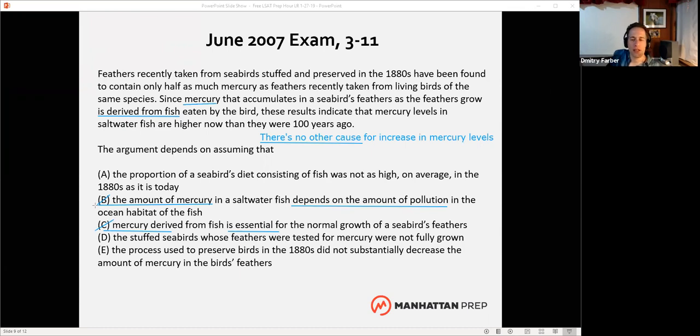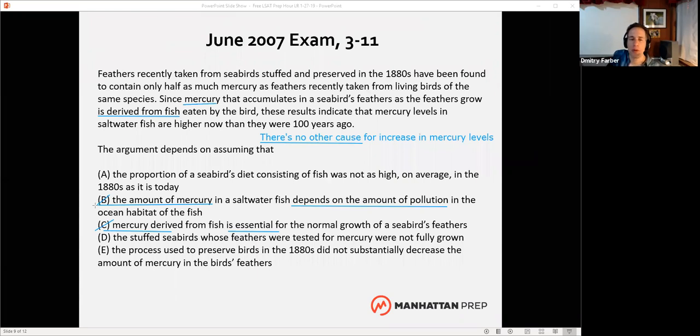But if the mercury is essential for the growth of the seabird's feathers, it still doesn't help me understand why there's more mercury now than before. Is it because the fish are higher in mercury, or is it because of something else, right? And same thing with B. The amount of mercury in fish depends on the amount of pollution, but hold on, is there more pollution now? Does that prove it? And how does it go? It could even, it's hard to imagine, but it could even go the other way. It doesn't say, maybe the more pollution, the less mercury in the fish, right? So I don't really know enough from B.